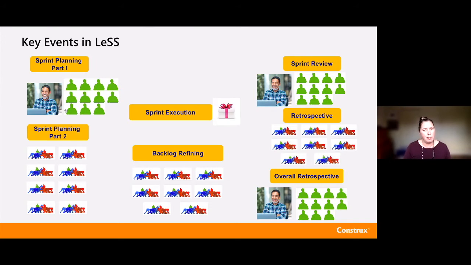So you can see these events look a lot like Scrum. They feel like Scrum. They're a little bit different just because I'm not working with a single team. I'm working with up to 8 teams together. And so I need to make sure that I'm doing coordination across all of those 8 teams.